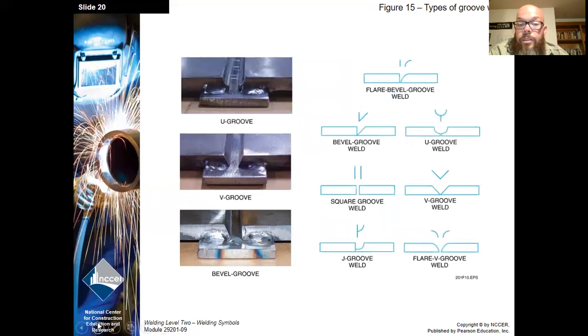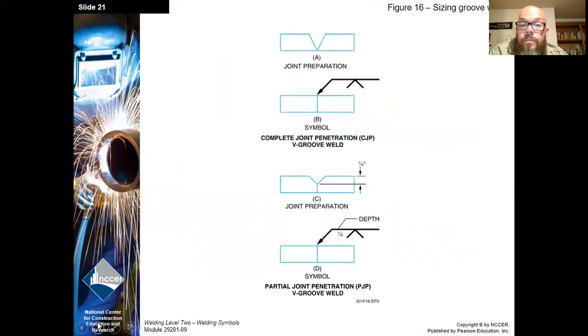Okay, this is just showing a visual of what some of these edge preps look like, and to the right, the symbols that are used. Okay, joint preparation. We look down there on C and D. That joint shows a given depth, and that's for a partial joint penetration weld. And then on the top on A and B, that joint prep is all the way through.